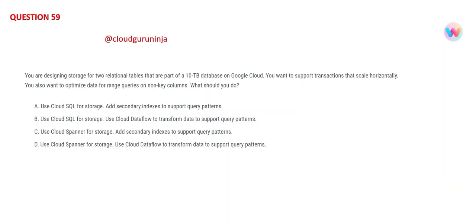Let's look at this question now. This is a question on Google Cloud. What is happening? You have two relational databases, database 1 and database 2, and they are storing 10 terabytes of data. You want to support transactions that scale horizontally.